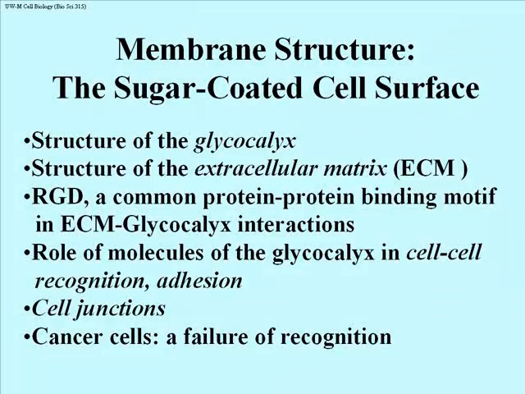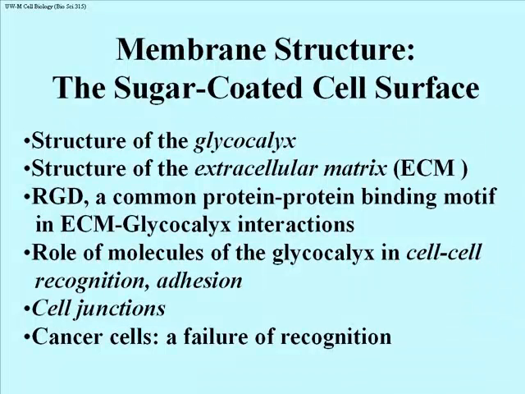This module continues our discussion of membrane structure. It looks at the sugar-coated cell surface. We'll look at the glycocalyx, which is really a series of sugars in the form of oligosaccharides bound to proteins, becoming then glycoproteins, that are embedded in the cell membrane.